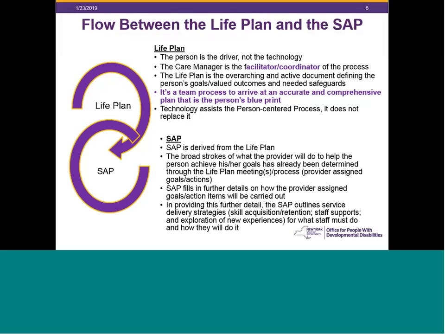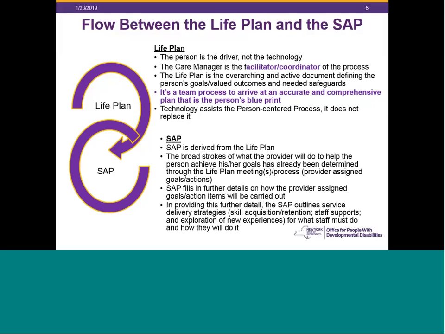The care manager is the facilitator or coordinator of the process. So you're really in the role of facilitating what the person and the people who know the person best and the circle of support are identifying about what is most important to that person from the services that they're receiving. The life plan is the overarching and active document defining the person's goals and valued outcomes, as well as the needed safeguards. And this is critical, and it is a change in some ways, but I know we've reinforced this message in the Connect the Dots training and the Staff Action Plan training, so we're going to reinforce it again here today.